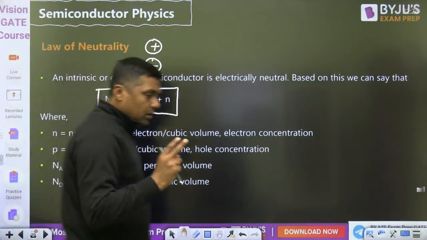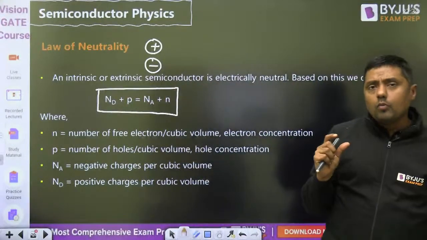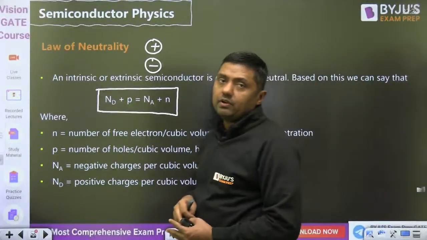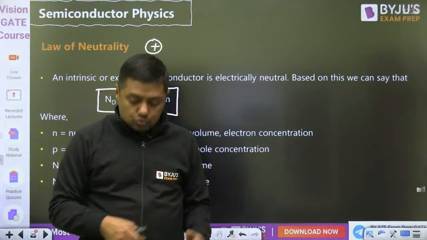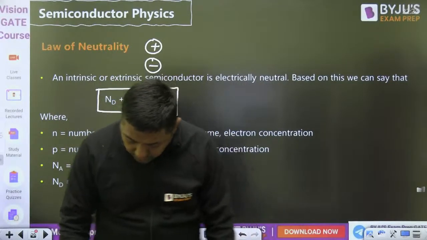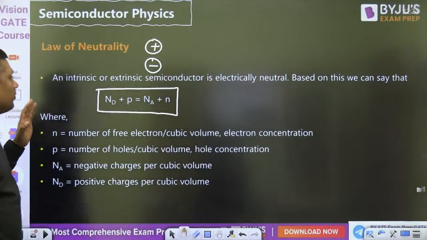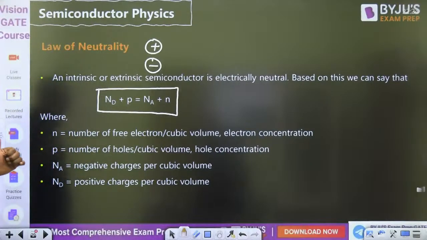With these two formulas we can solve the questions. They will give you the doping in a particular semiconductor and you have to solve those types of questions, guys. I think you are familiar with these two formulas. Use these formulas and find the concentration of electrons and holes.